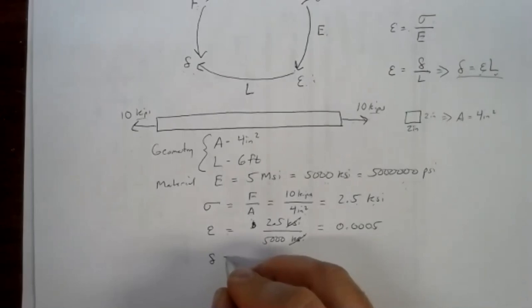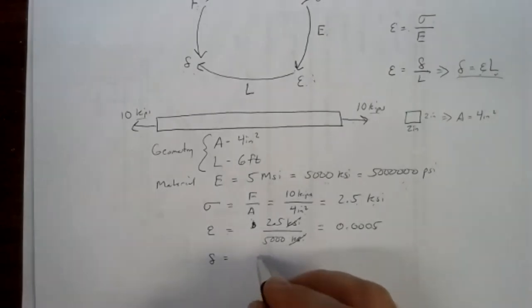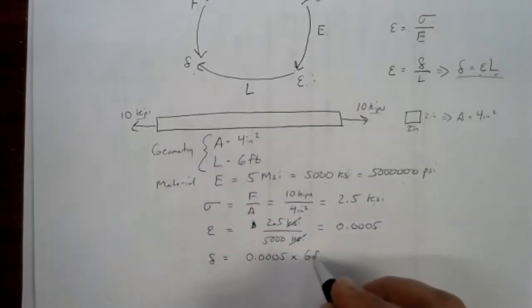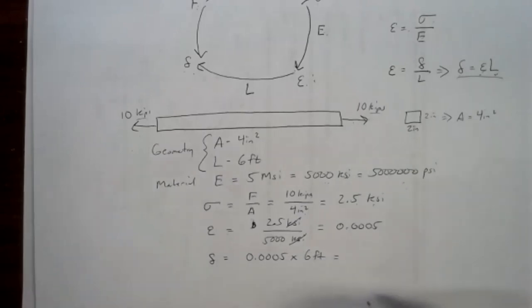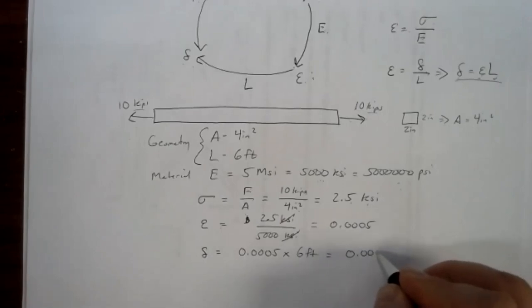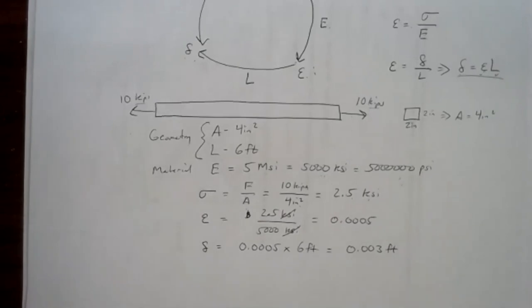So elongation is our strain, 0.0005, times the length, 6 feet. And when I multiply that out, I get 0.003 feet. Now, that's not a very instructive or easy number to really keep in your head. I don't know offhand how big 0.003 feet is, so it might be worth turning it into inches.